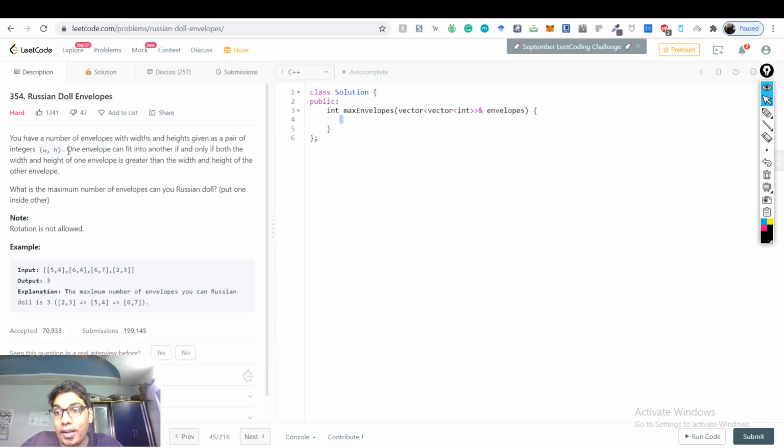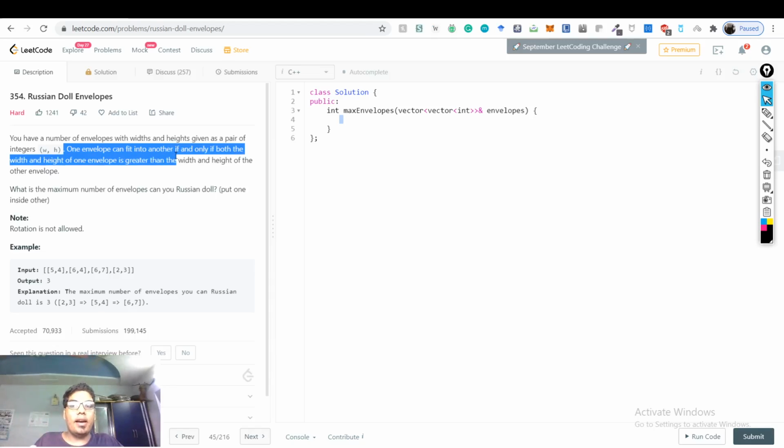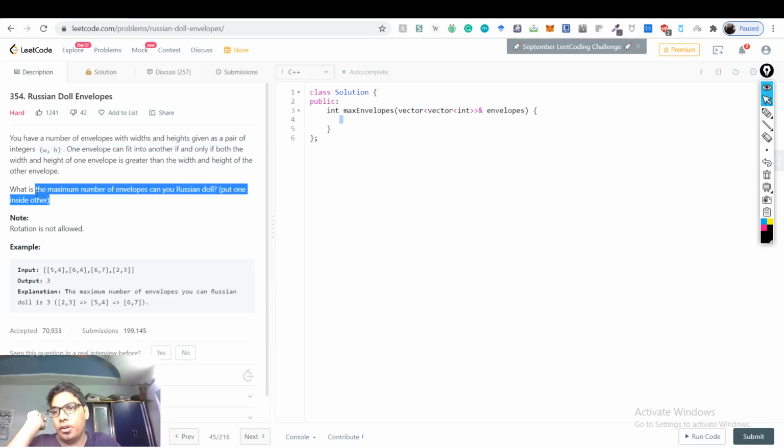So first thing you need to realize is that one envelope can fit into another if and only if both the width and the height of the envelope are greater than the width and the height of the other envelope, right? So it's not just one variable, both of the variables should be greater in the bigger envelope and smaller in the smaller one. Rotation is not allowed, so you cannot swap the width with height. If the rotation was allowed, then this would have become a little bit trickier.